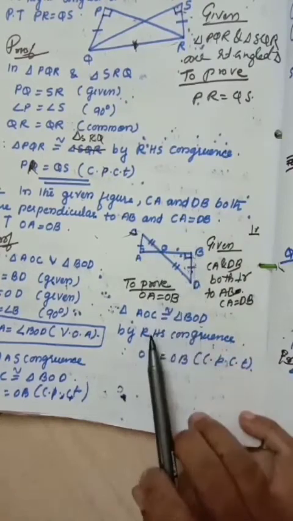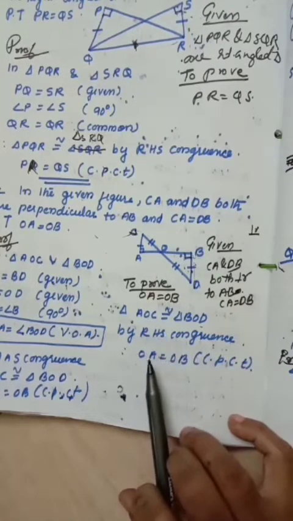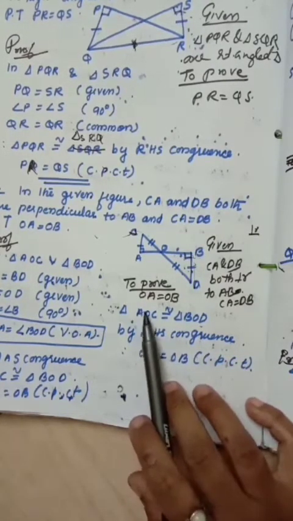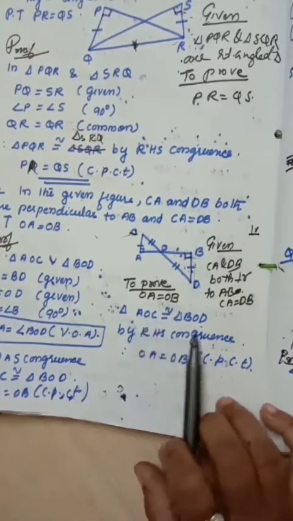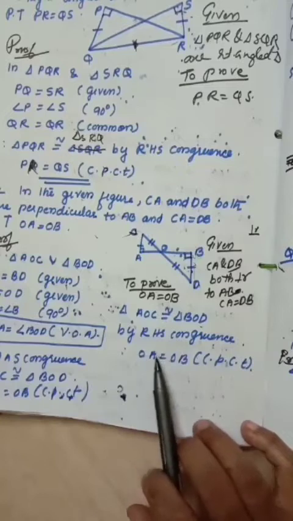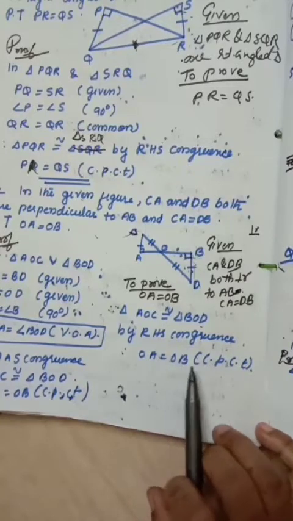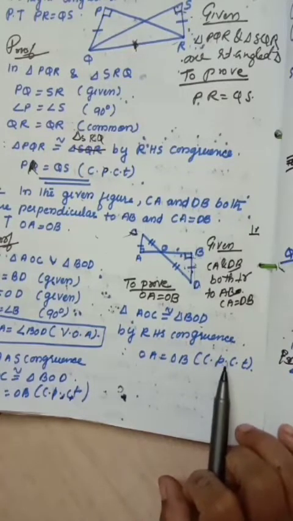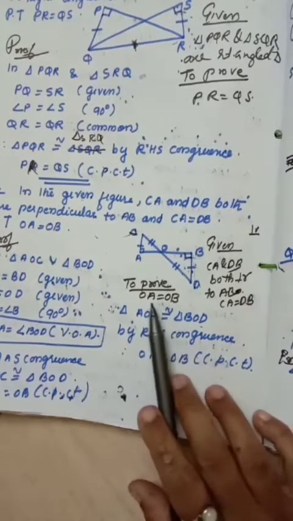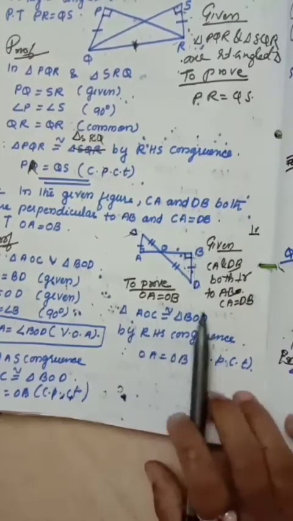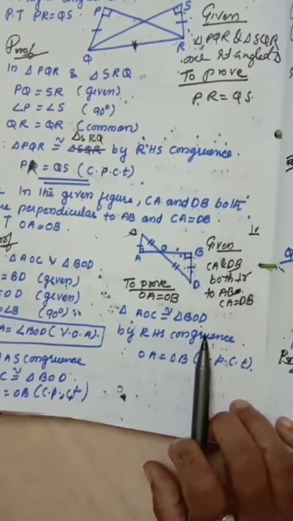Then you can say, but OA equal to OB or not? OA equal to OB, first two letters here also. From this congruence only you are getting this OA equal to OB. That is called corresponding parts of congruent triangles. This OA equal to OB, by corresponding parts of congruent triangles.